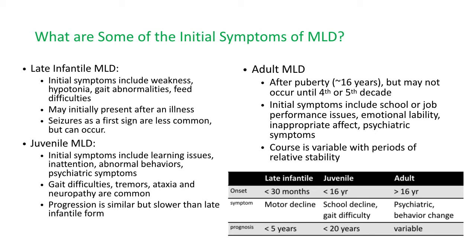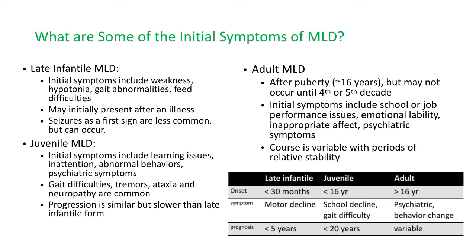Juvenile MLD usually begins between 4 years to 14 years of age, typically seen in the school-aged child. Initial symptoms may include learning issues, inattention such as seen in ADHD, abnormal behaviors, psychiatric symptoms, and gait difficulties. Tremors, ataxia, and neuropathy are also common. The progression is similar but slower than the late infantile form.